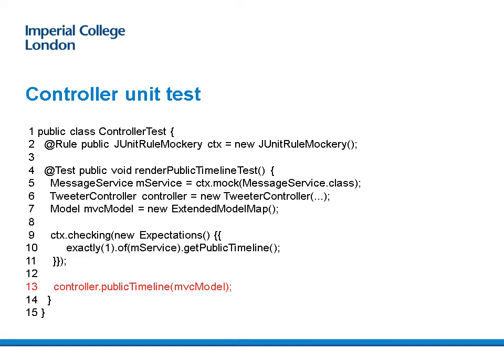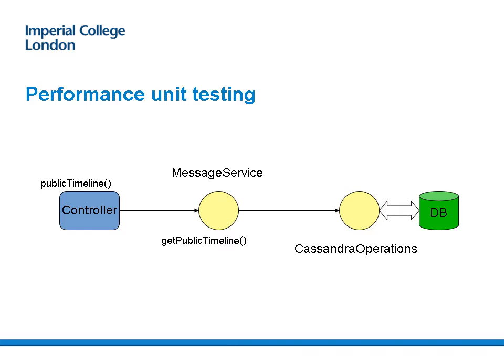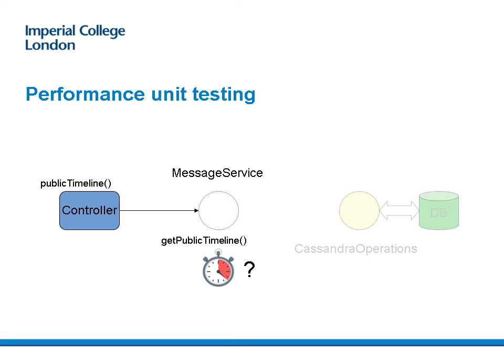So now that we've seen what a unit test looks like, what does a performance unit test actually mean? In a real application, we would time the execution time of a controller method like public timeline by deploying it on some kind of test production environment where we can then measure wall clock or CPU time. If we can't do that, then we need to at least have a real database that we connect to on our dev machines and then time how long it takes to run the method.